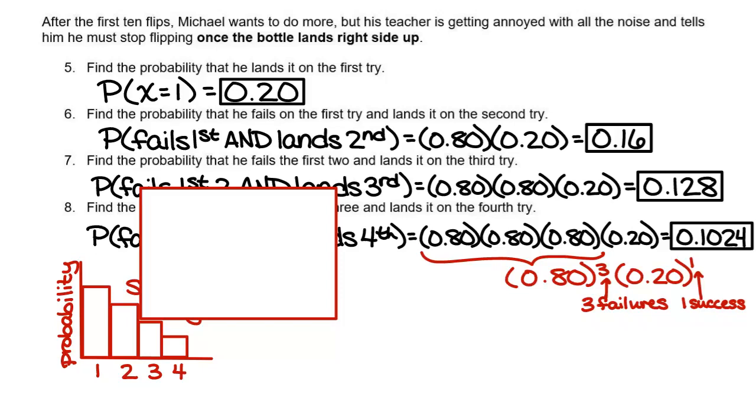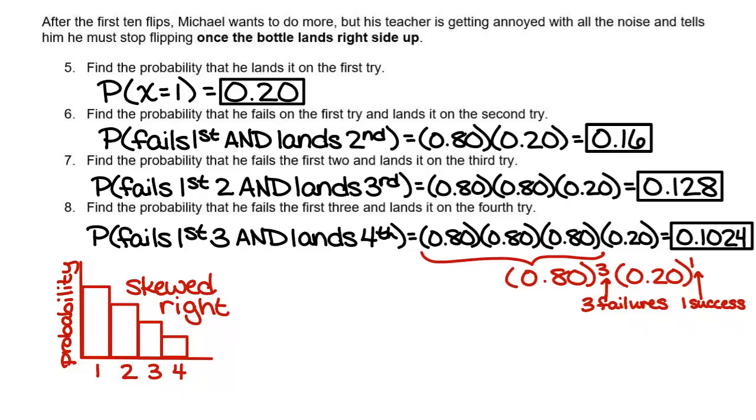How would you describe that shape? If it keeps going down each time? Skewed to the, where's the tail? On the right-hand side. This would be a skewed right distribution.